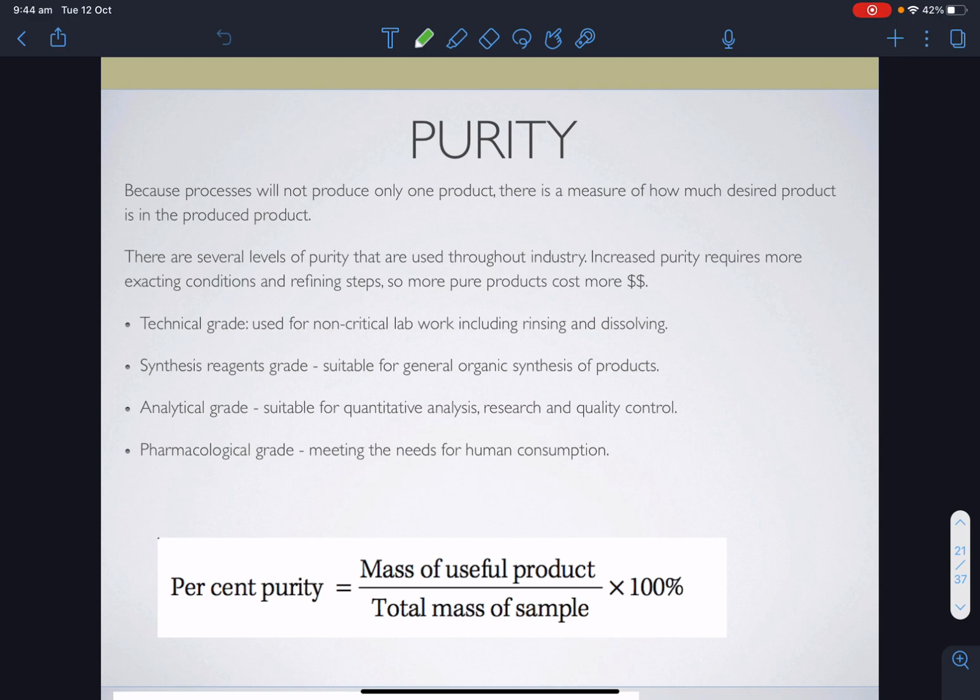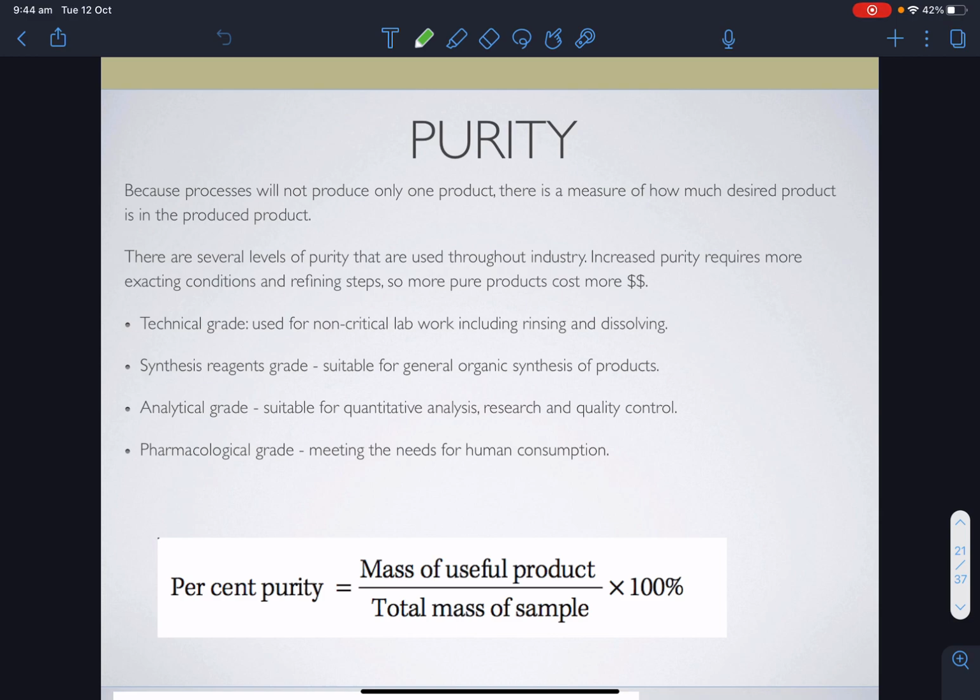There are several levels of purity that we commonly talk about in industry. Increased purity requires more exacting conditions and more refining steps. So the higher the purity, the higher the cost in what you're buying. Technical grade is used for non-critical lab work, including rinsing and dissolving. They're usually cheap reagents. Going up in purity, synthesis reagent grade is suitable for organic synthesis, making stuff.